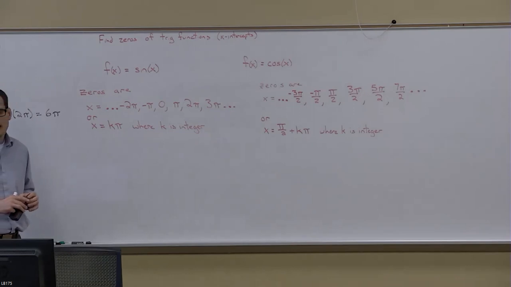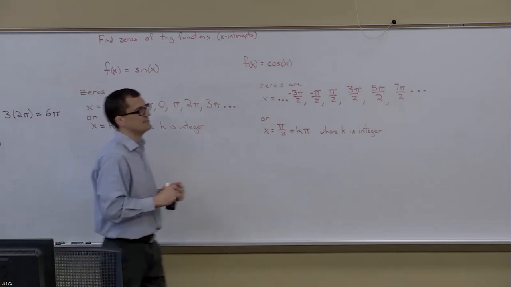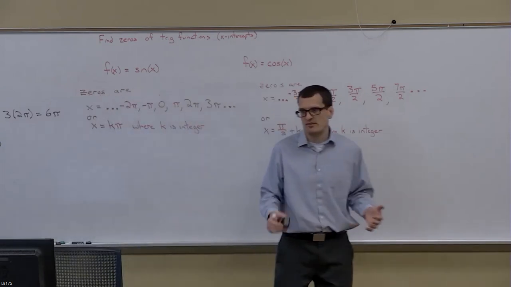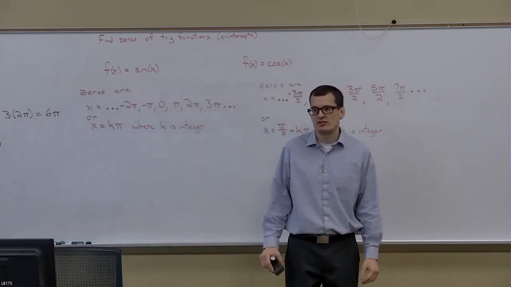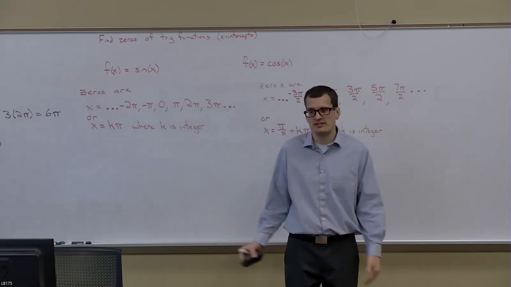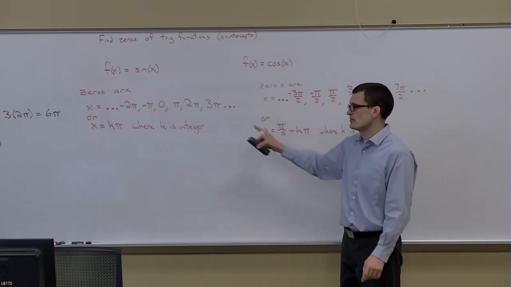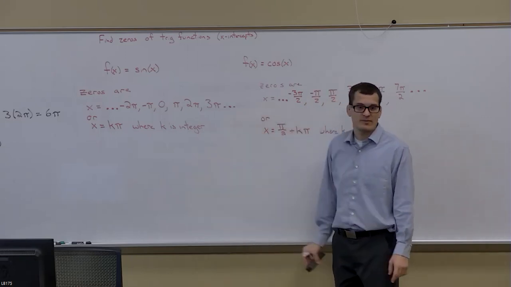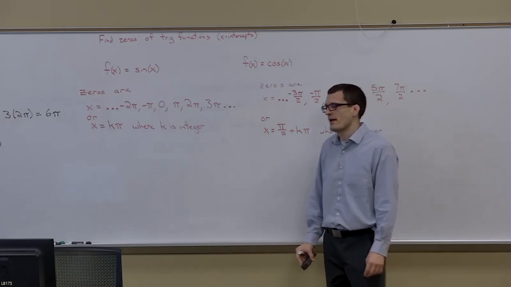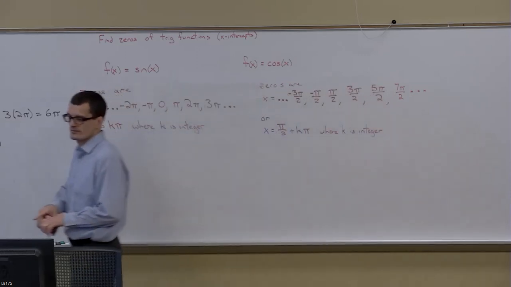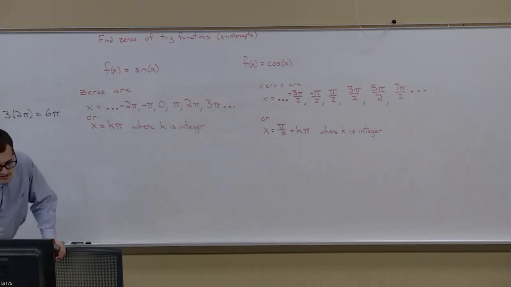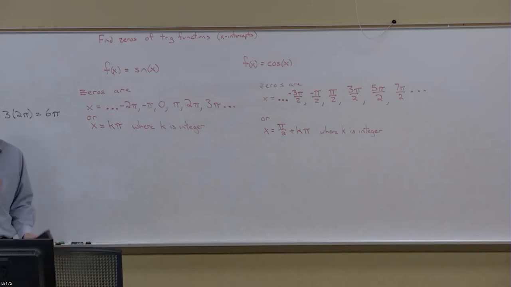Okay? And hopefully we all know zeros and x-intercepts are the same thing. Zeros are the x values of the x-intercepts. So when it says what are the x-intercepts, those have those x values. All right? So sine and cosine have those zeros.